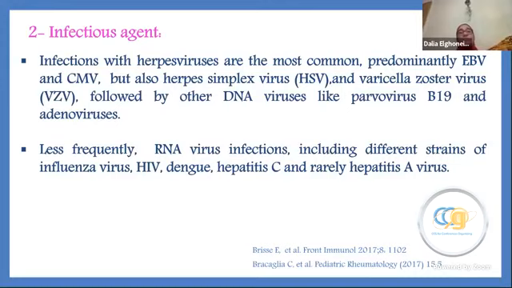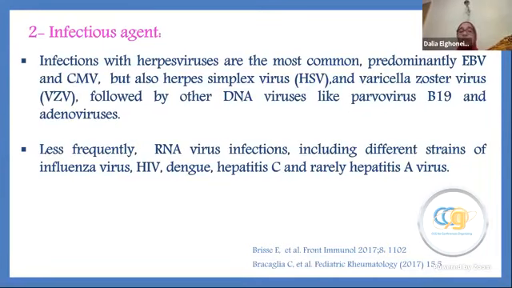So coming to the infectious agents, the most prominent infectious agents involved in macrophage activation syndrome or secondary hemophagocytic lymphohistiocytosis, and even in the primary hemophagocytic lymphohistiocytosis, are viruses, namely herpes viruses, which are the most common, predominantly Epstein-Barr virus and CMV, but also herpes simplex virus and varicella zoster virus. These are DNA viruses that are very potent modulators of the immune response.